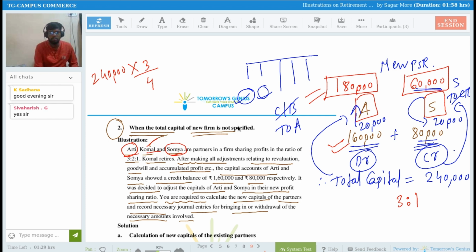I have written it wrongly here. Sorry. 20,000 rupees brought in by Aarti, so cash bank account debit to Aarti, right? And we have to pay Soumya, so Soumya's account debit to cash and bank account. So finally, what we have to do? We have to credit Aarti and we have to debit Soumya. Understood?